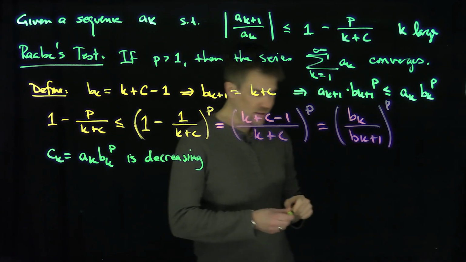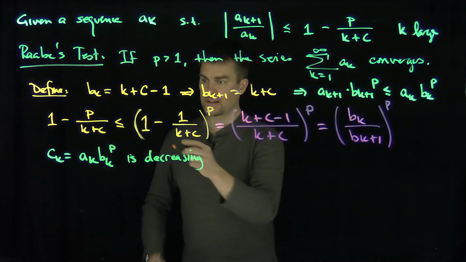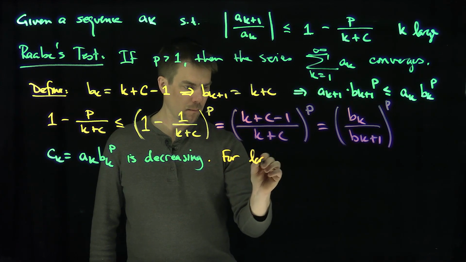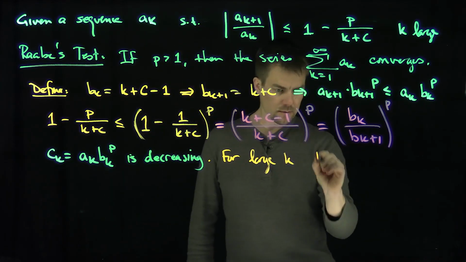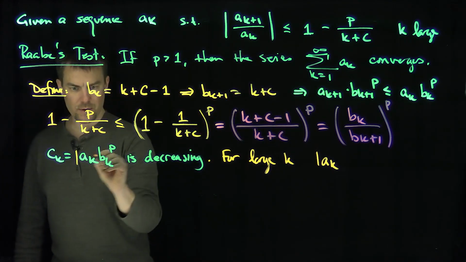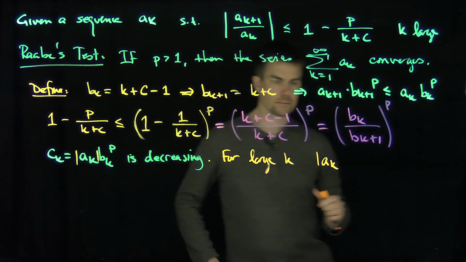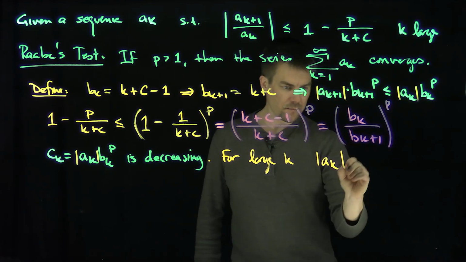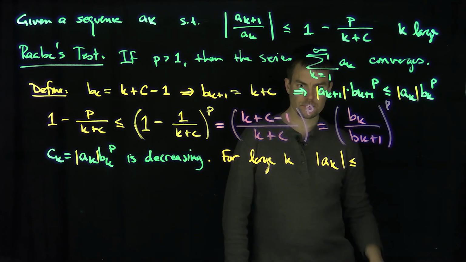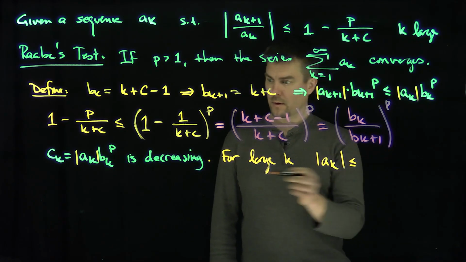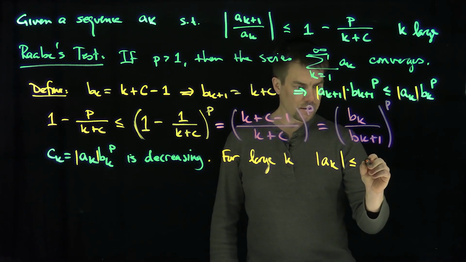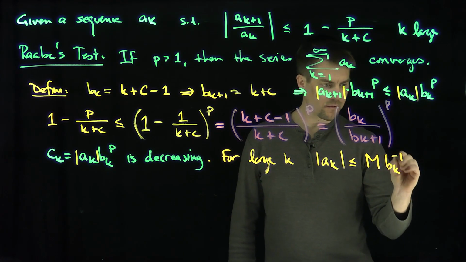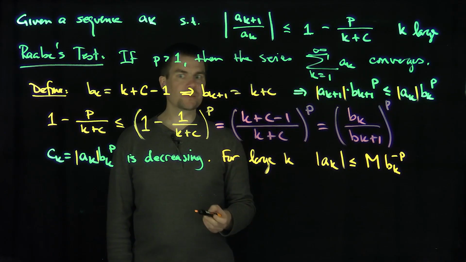Okay, and so what that says is that eventually, let's say that this is less than or equal to some constant. So for large k, we have that the absolute value of a_k, I need my absolute values here too, is less than or equal to a constant, let's call it M, times b_k to the negative p.